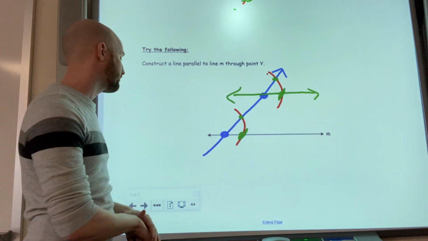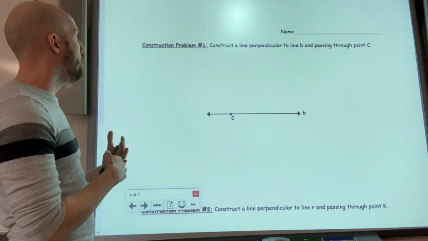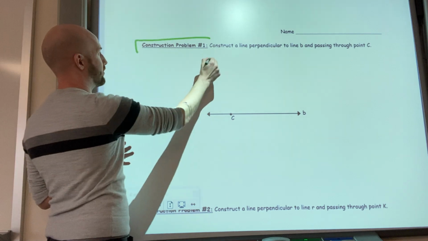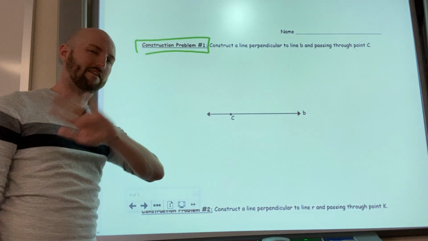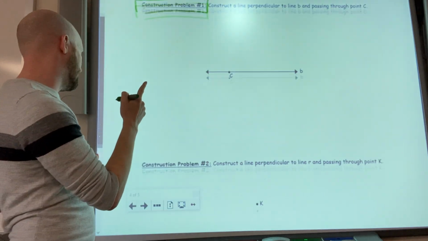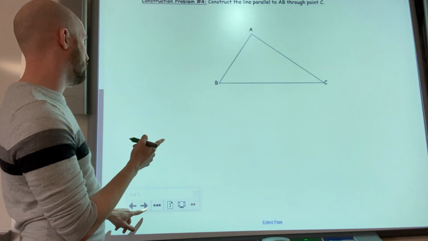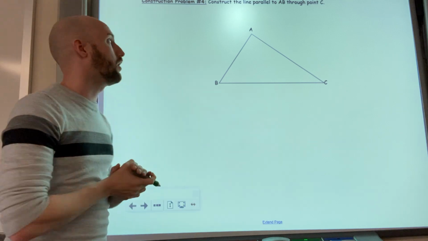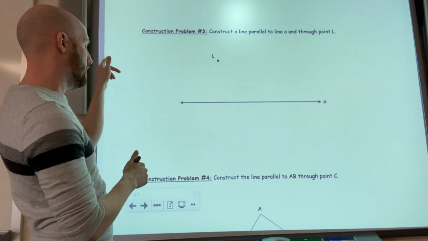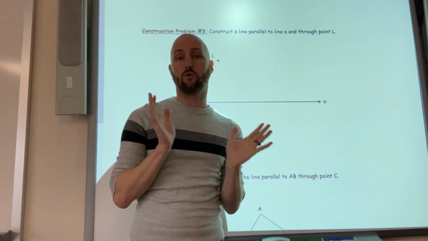So the actual homework starts on the next page. It says construction problem number 1. There's some extra practice you could do, but basically it's number 1, 2, 3, 4. It's literally 4 of these. So I want you to do those 4 and have those uploaded for homework.